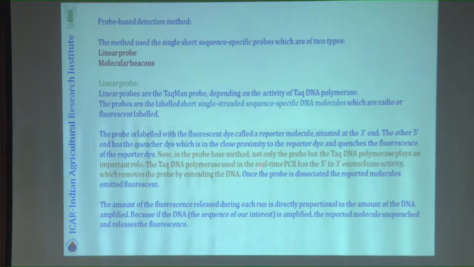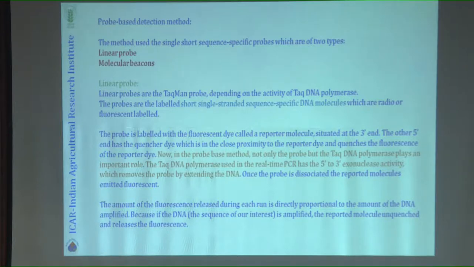Taq DNA polymerase used in real-time PCR has a 5' to 3' exonuclease activity. So when it is moving, it has a 5' to 3' exonuclease activity. That will remove the probe while extending the DNA. Well, you have to read this concept so that you will appreciate the probe-based method.